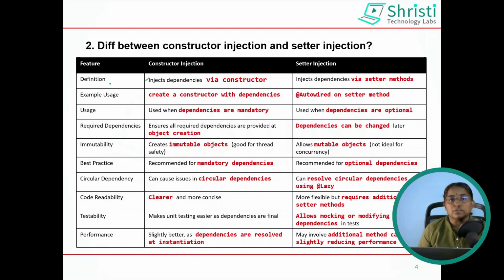Okay. Next question. What is the difference between constructor based dependency injection and setter based dependency injection? First, let us see the definition. In case of constructor based dependency injection, the dependencies are injected via constructor. In case of setter based dependency injection, the dependencies are injected via setter methods.